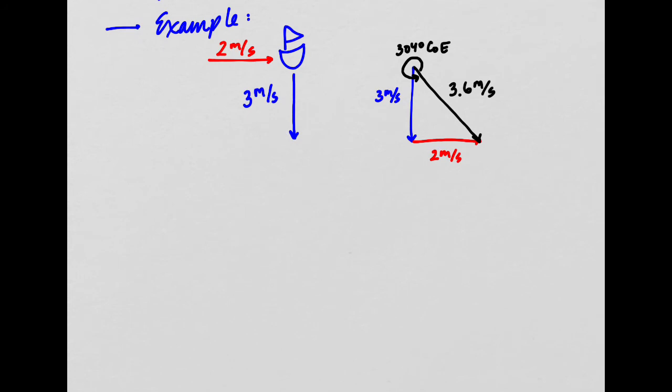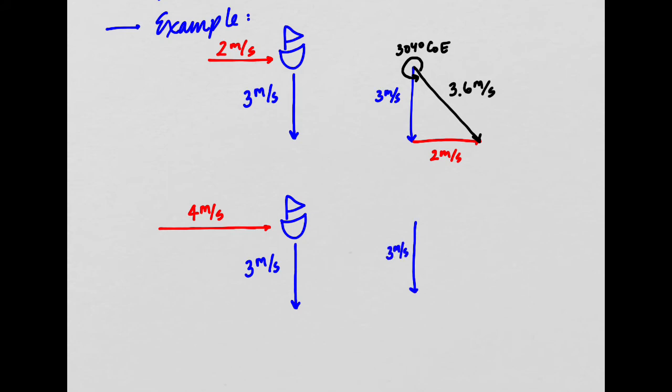An example showing you how this is true is we're going to do the exact same thing, but we're going to increase the cross current. Say the current picks up and the boat is now being pushed with a cross current of 4 meters per second instead of 2 meters per second, like this. Now we have the same velocity from the engine pushing the boat forward at 3 meters per second, but a cross current pushing the boat 4 meters per second.